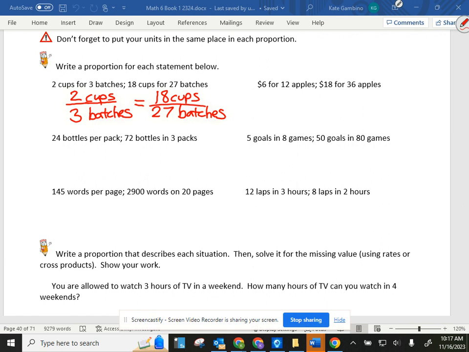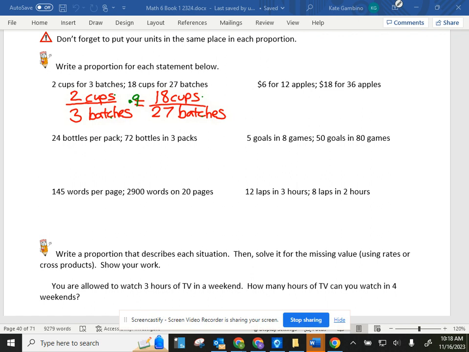They are equivalent. How do I know that they are equivalent, Melanie? If I multiply both the top and the bottom by 9, I get 18 over 27. That's how I know that it is a proportion. They are equivalent, because I'm multiplying the top and the bottom by the same number. Does that make sense, Melanie? I think you knew, we just didn't quite get to this. So 2 times 9 is 18, 3 times 9 is 27. It is proportionate. They are equivalent, saying the same thing. Notice how we have cups on top, batches on bottom.